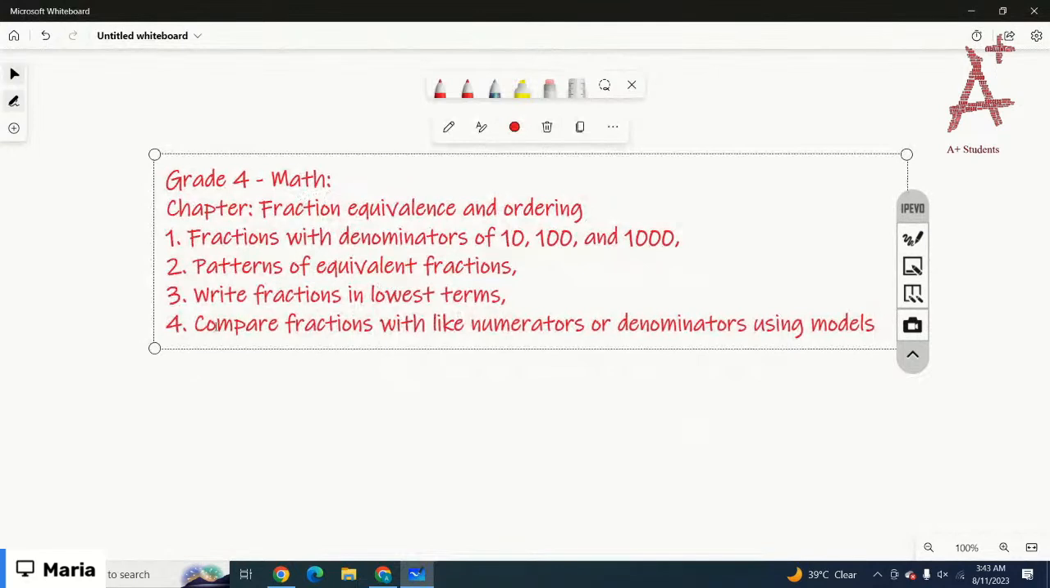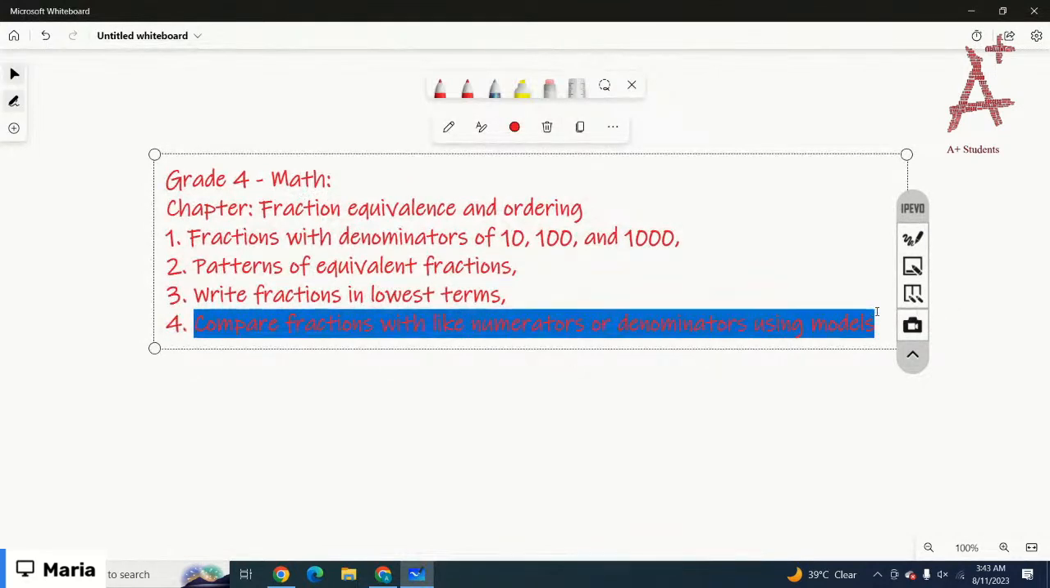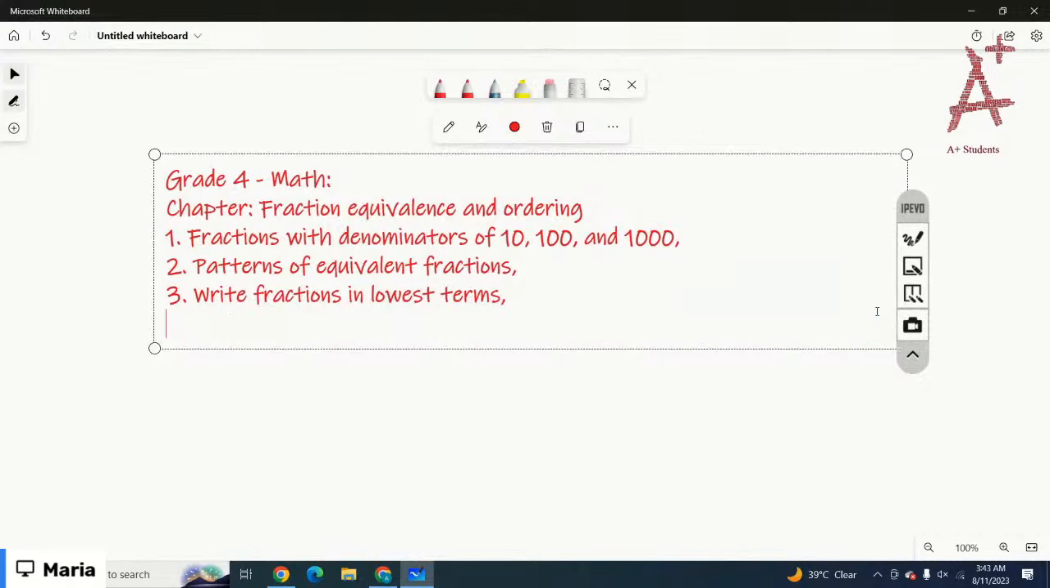Okay. So we're working on grade 4 math. The lesson we have started with is fractions, equivalence, and ordering. The lessons we have covered today are fractions with denominator of 10, 100, and 1000, patterns of equivalent fractions, and writing fractions in lowest terms.